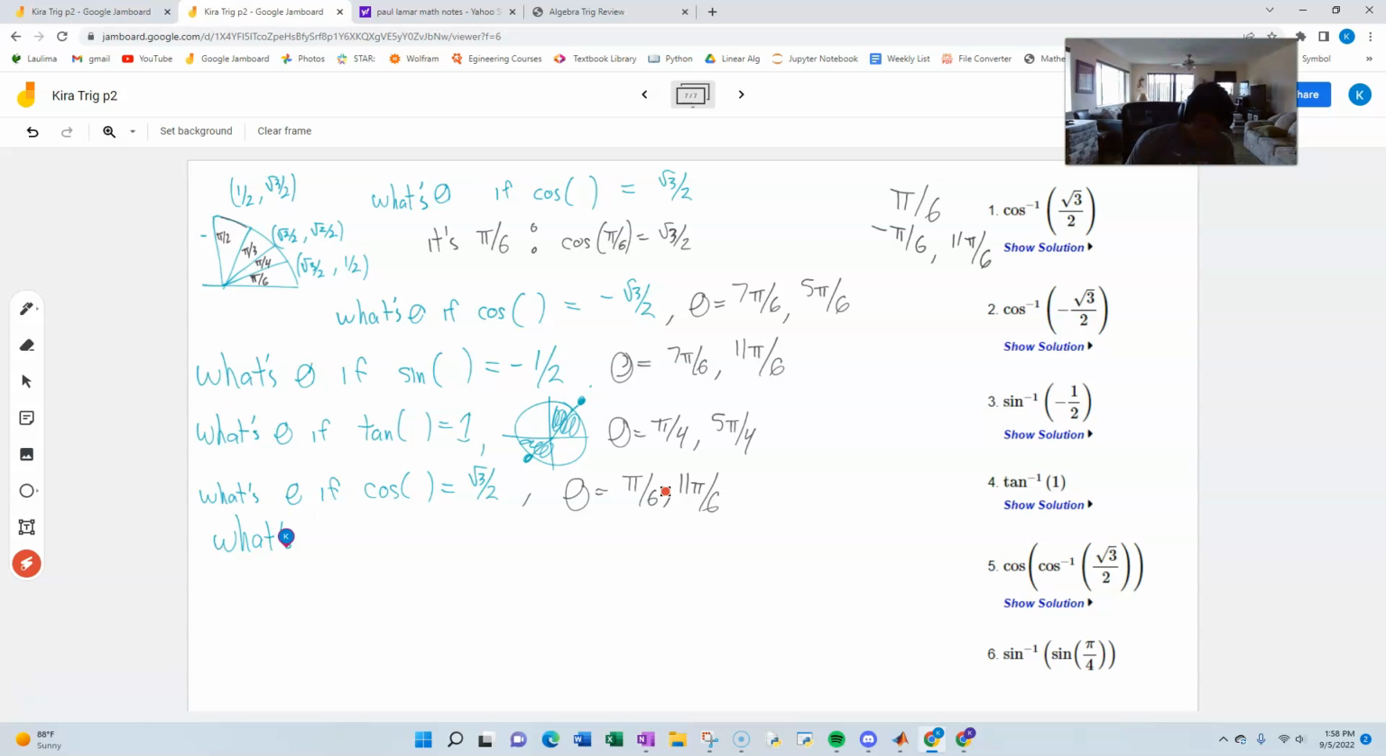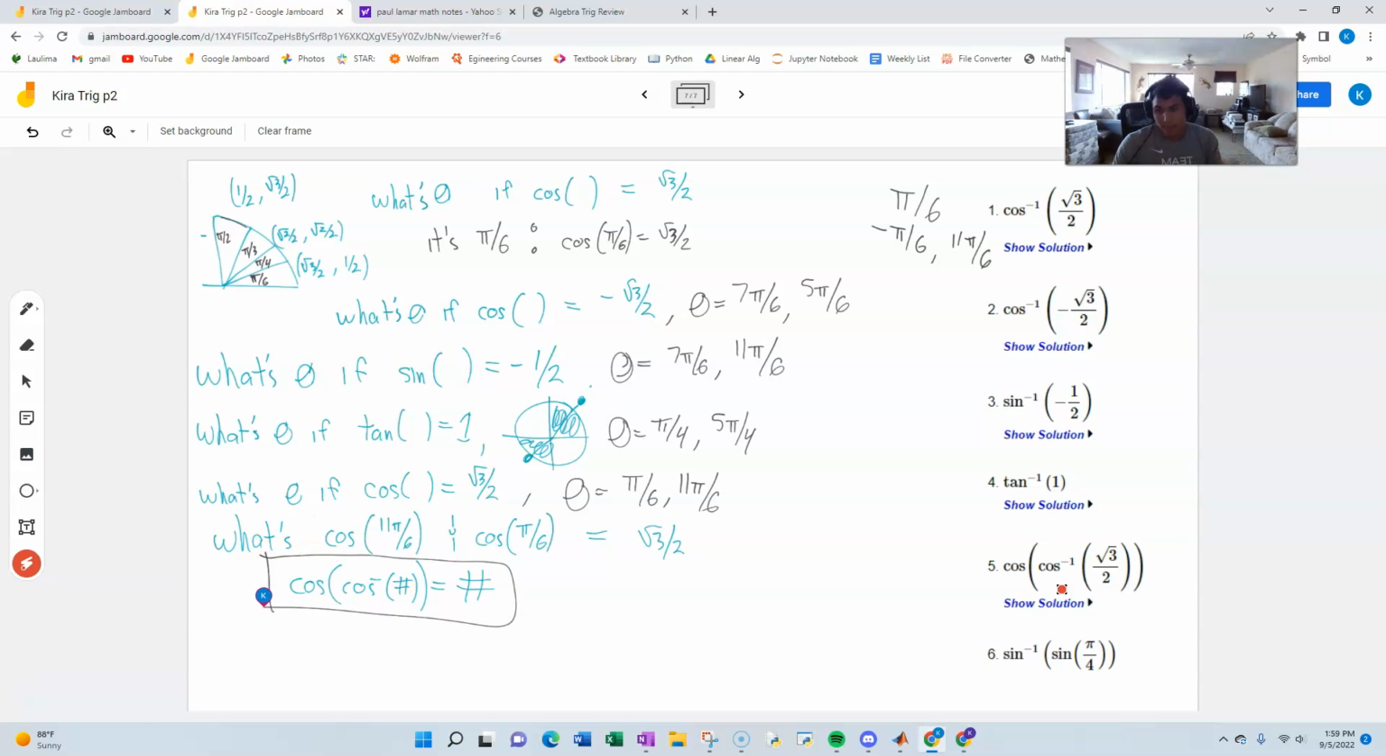And then we ask, okay, what's cosine of these angles? What's cosine of 11 pi over 6 and cosine of pi over 6? We know those to be equal to what? Square root 3 over 2, right? So in other words, cosine inverse of, and I'm just going to say number here, let's call it a number, because it is a number, is equal to that number. Okay, so there's the trick. That's pretty cool.